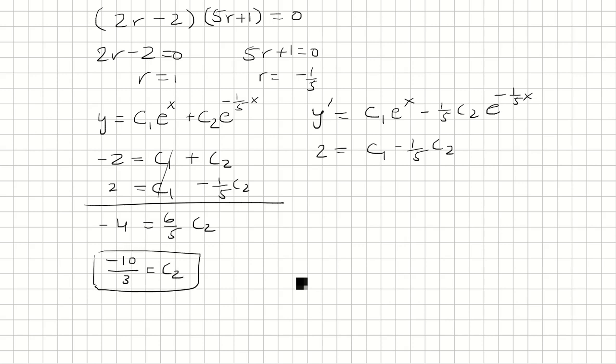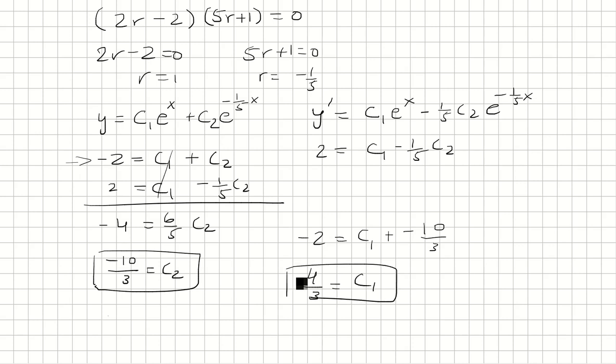And now we can solve for C1. So why don't we just use this equation? So we have negative 2 equals C1 plus negative 10 over 3. Negative 2, think of that as negative 6 over 3. So we'll add 10 over 3 to get 4/3.